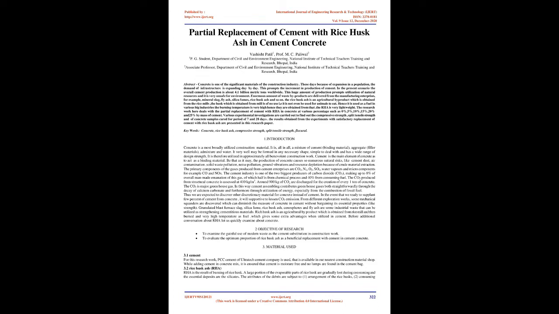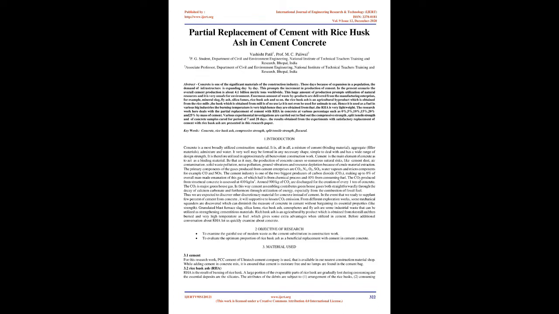In the present scenario, the overall cement production is about 4.1 billion metric tons worldwide. This huge amount of production leads to the utilization of natural resources, and it is unsafe for the environment. An enormous amount of waste byproducts are delivered from manufacturing enterprises, for example, mineral slag, fly ash, silica fume, rice husk ash and so on. The rice husk ash is an agricultural byproduct which is obtained from the rice mills.